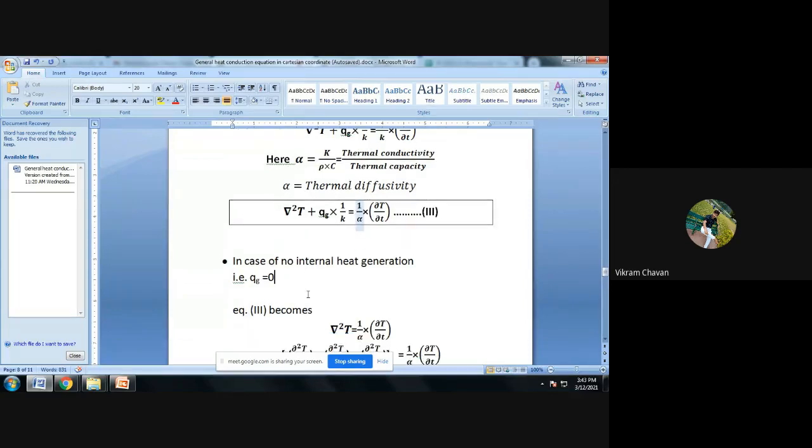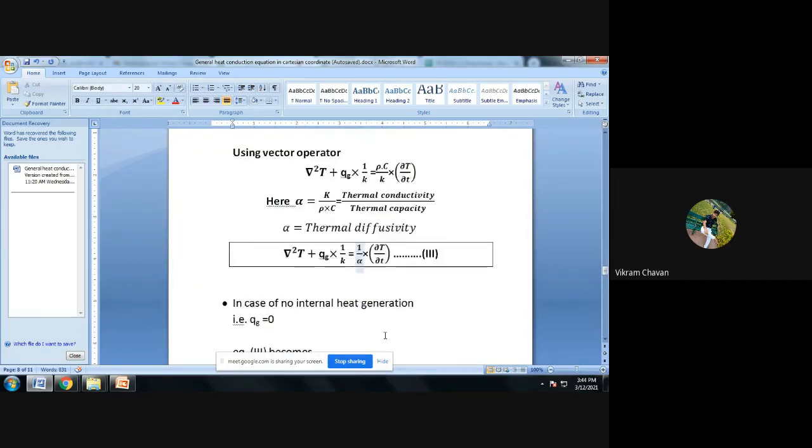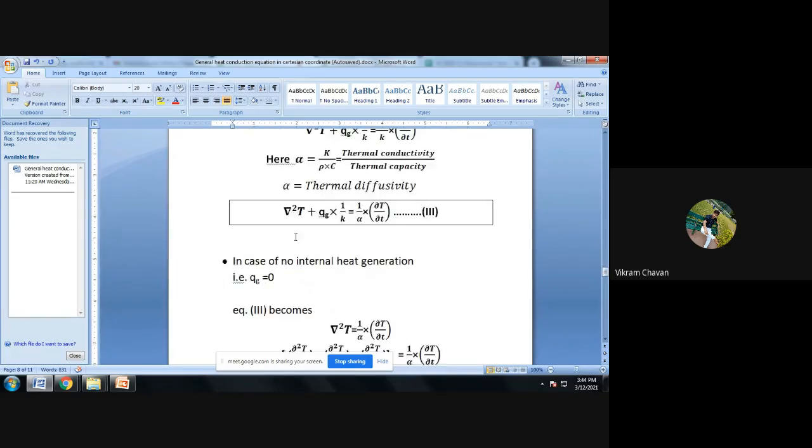So our equation 3 becomes del square T is equal to 1 upon alpha multiplied by dabba T divided by dabba small t. Equation number 3 is del square T plus Qg multiplied by 1 upon K, or Qg divided by K, is equal to 1 upon alpha multiplied by dabba T divided by dabba small t.